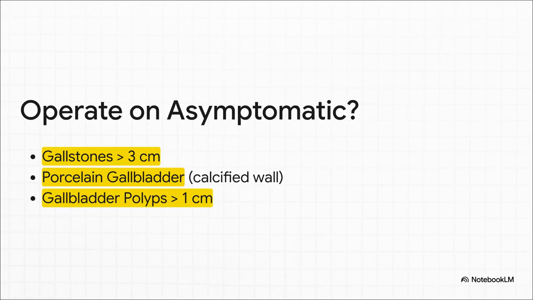Okay, so here's the most important takeaway for this section. For the vast majority of these asymptomatic stones, you do nothing. You just watch and wait. But, and this is a big but, there are 3 major exceptions where the risk of gallbladder cancer is just too high to ignore. A huge stone bigger than 3 centimeters, something called a porcelain gallbladder where the wall gets calcified, or if you see a polyp in there that's bigger than 1 centimeter. Any of those, and you're thinking about surgery.